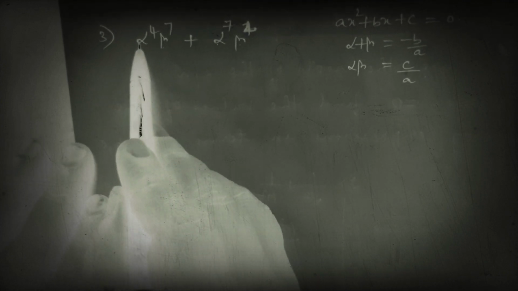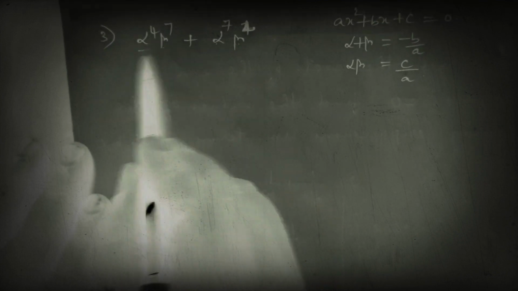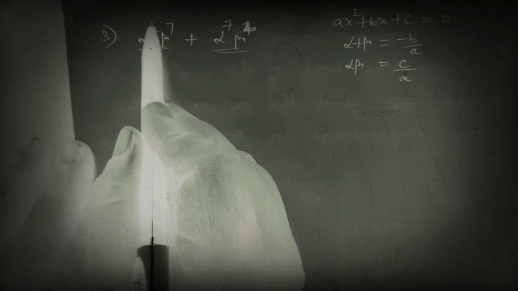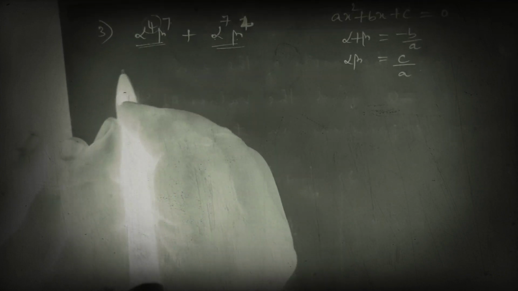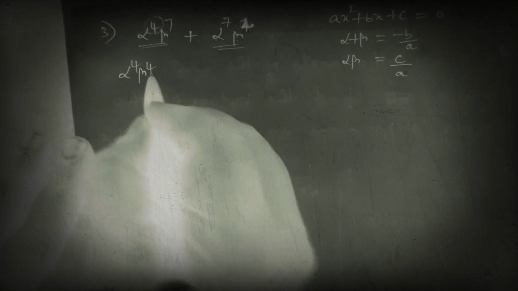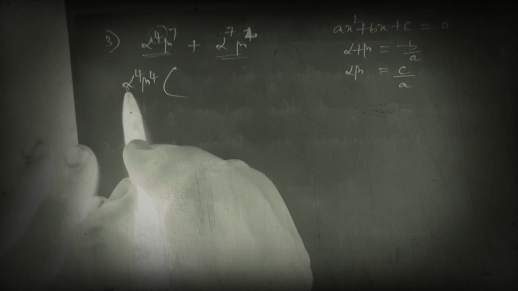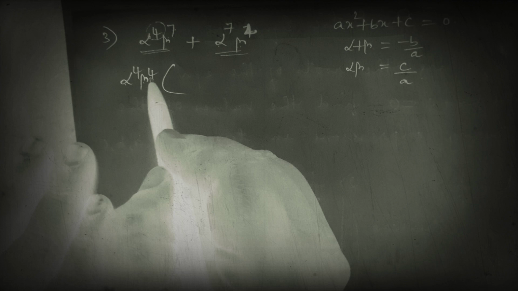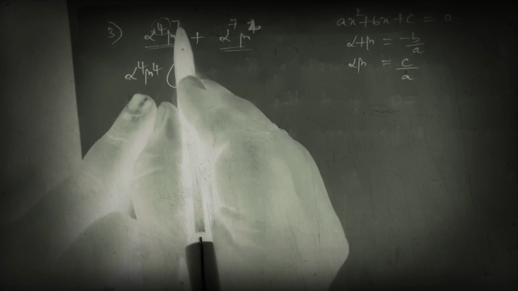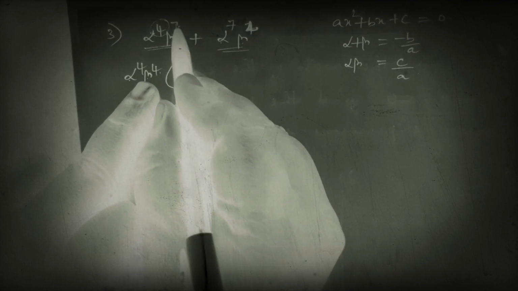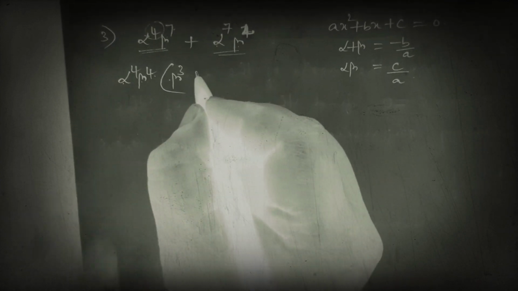Right. Now here you can see alpha power 4 beta power 7 plus alpha power 7 and beta power 4. In both these terms, the least power of alpha and beta is 4. So I am taking alpha power 4 and beta power 4 as common. So alpha power 4 into beta power 4. Here I have already taken alpha power 4, so I need not write alpha power 4 here. Among these terms, beta power 7, I have taken beta power 4 common. So 7 minus 4 is how much? 3. So here only beta power 3 is left.